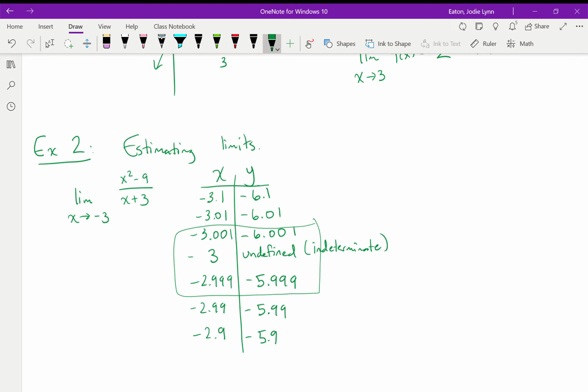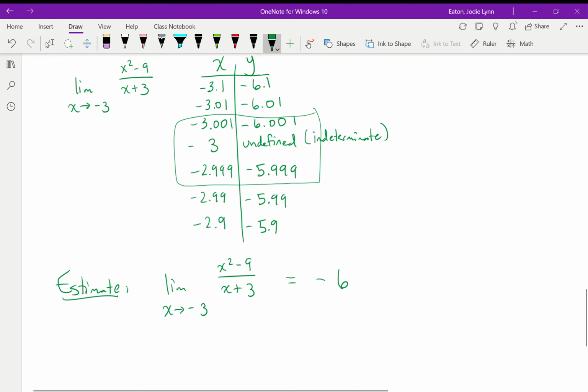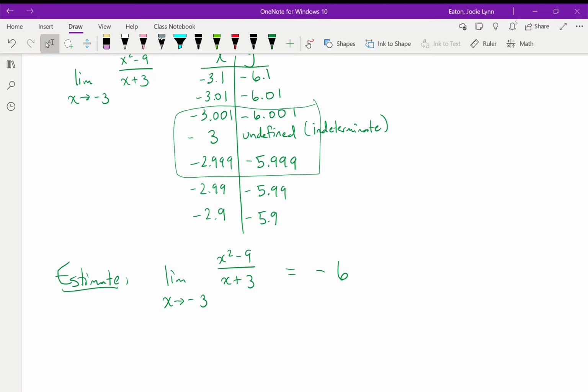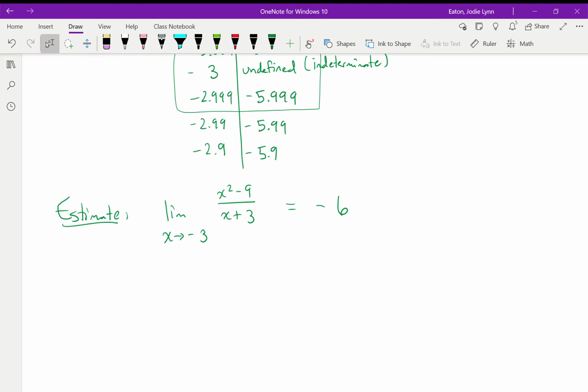So our estimate, okay, and it's a pretty reasonably good estimate, is that the limit as x approaches minus 3 of x squared minus 9 over x plus 3 equals negative 6. Because we can see where that function is, where the y values are going to. And remember, your answer to a limit is always going to be, what are the y values approaching? We give you what x values you have, what are the y values going towards?